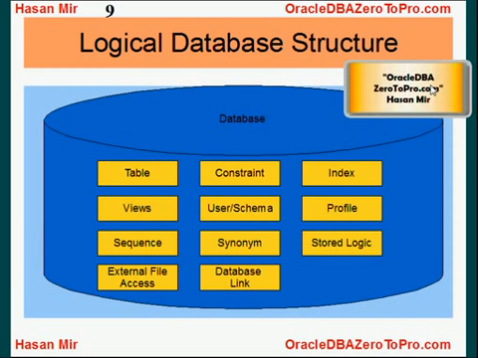Now, in logical database structure, we will be studying these objects in detail. So database structure includes these objects: table, constraint, index, view, user and schema, profile, sequence, synonym, stored logic, external file access, and database link. We'll be talking about all these in detail in coming tutorials.